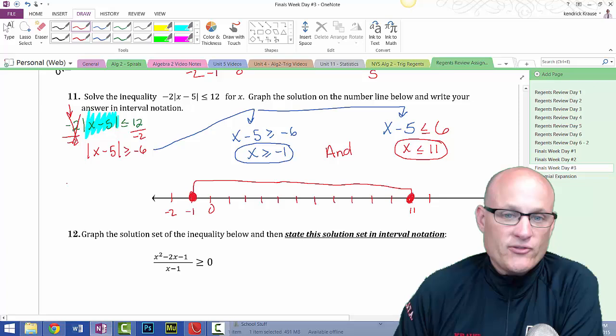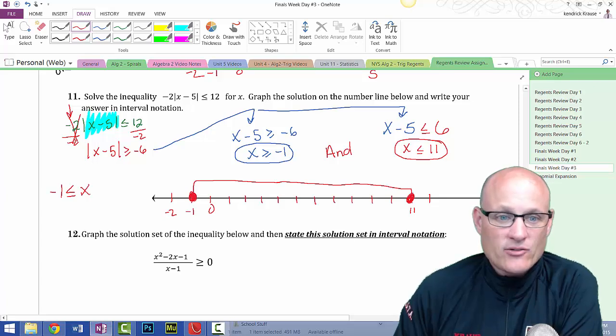Now, to put this in standard notation, you'd put the left number, -1, always less than or equal to x, because the x has to be in the middle, always less than or equal to, or just less than. In this case, it's less than or equal to. So this would be standard notation. In interval notation, because I can equal both, I put bracket, -1, comma, 11, bracket.